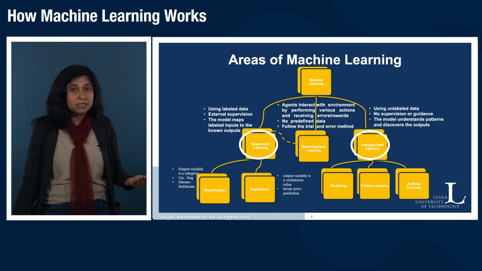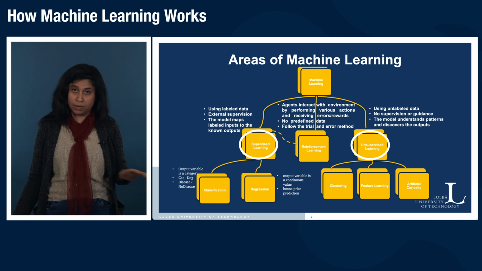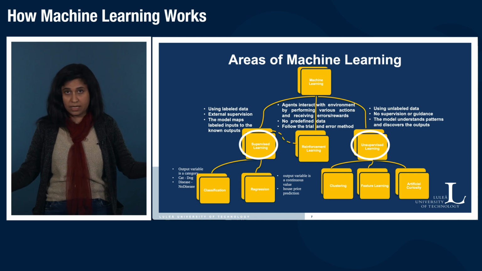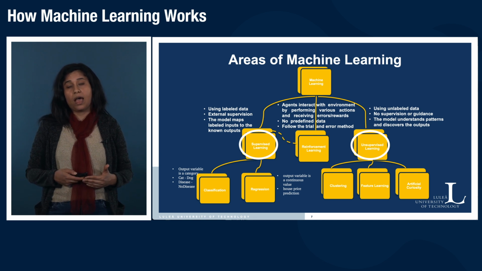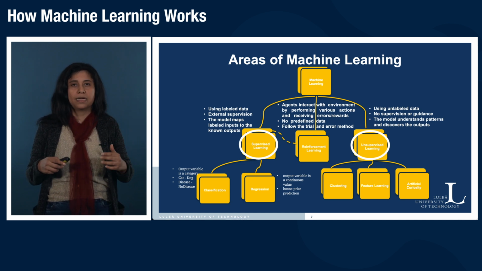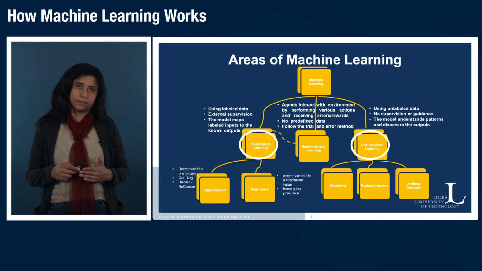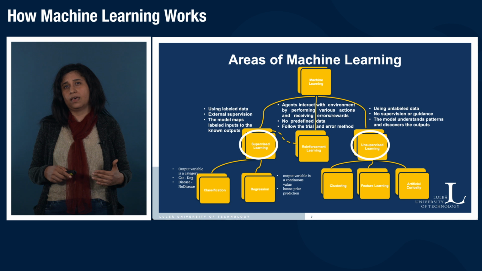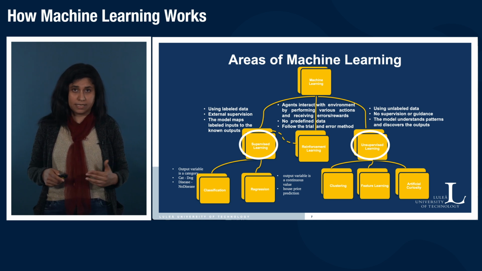For unsupervised learning, we don't have any labeled data. We just have data without any label. And there is no supervision or guidance during learning, and the model understands patterns and discovers the output. Examples for unsupervised learning are clustering, feature extraction, and artificial curiosity.